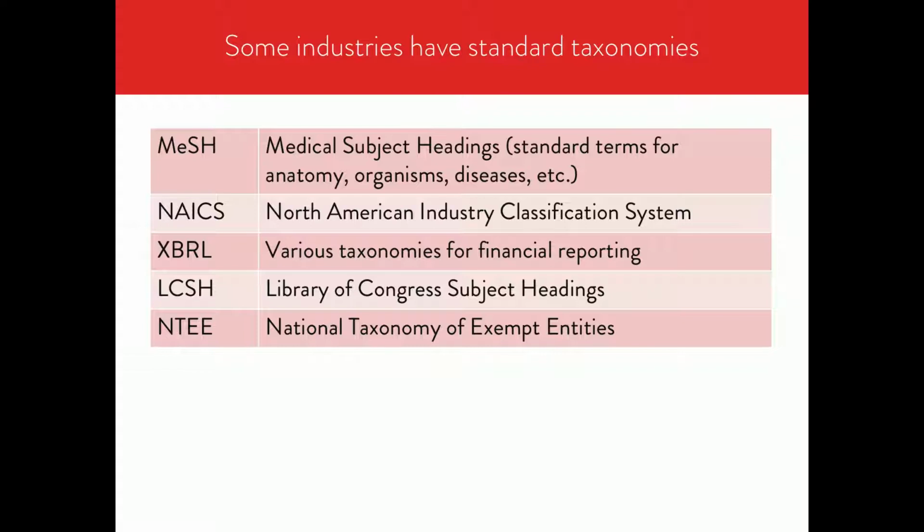XBRL, it's various taxonomies for financial reporting. If you've ever used the SEC's EDGAR tool for looking at financial reports from companies in a sort of normalized, structured fashion, very handy. Probably not something any of us would want to work with normally. Library of Congress Subject Headings, the successor to the Dewey Decimal System. And then the National Taxonomy of Exempt Entities, which I've already forgotten what that one is.